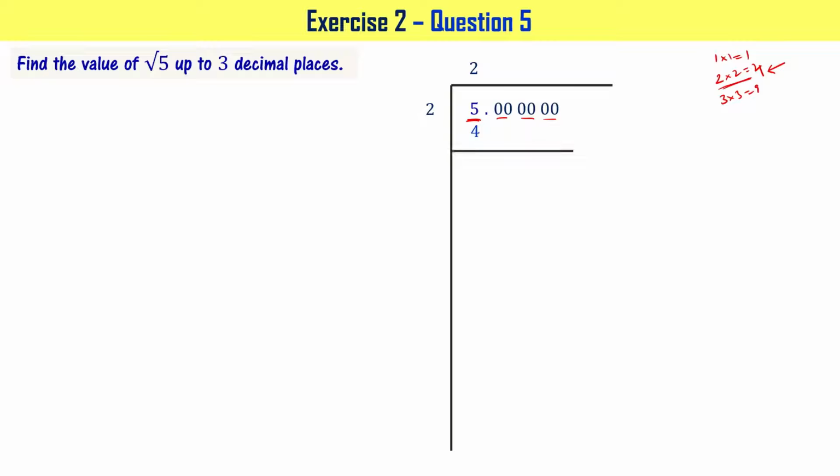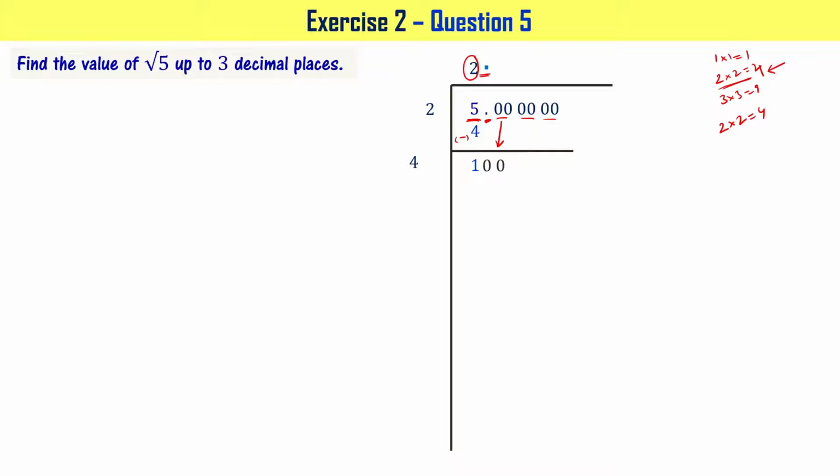Let me subtract 4 from 5. So I have 1 here now, right? Since we arrived at the dot here, let's put a dot here also. After doing that, now bring two zeros together down so that 1 becomes 100 now, right? Now look at this number. This number you have is 2, right? Multiply 2 with 2. So you have 4. Let me write 4 here.